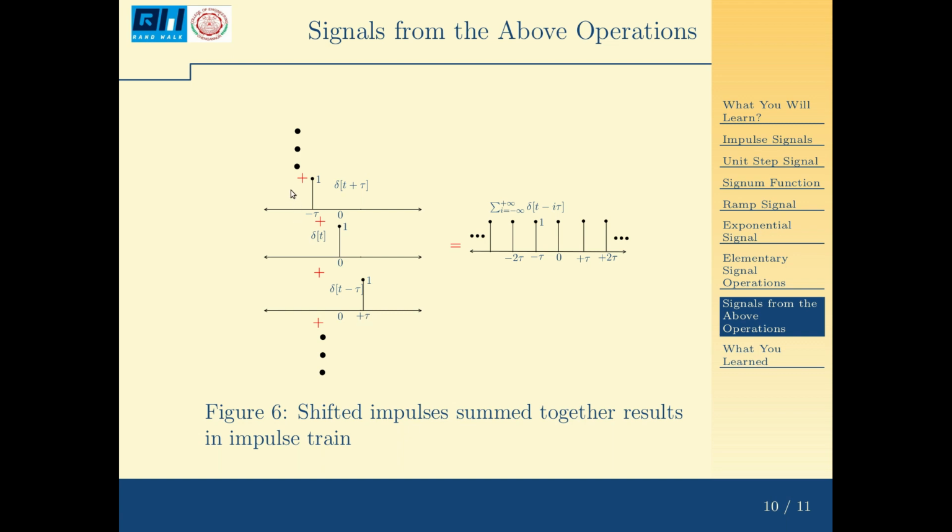Then you can have delta(t plus 2τ), then I can have delta(t minus 2τ), etc. And if you add them up together, you have the signal sigma delta(t minus iτ), i from minus infinity to plus infinity. It is a train of impulses like this. This is immensely useful in sampling, etc. We will come to that. These impulses occur at 0, plus τ, minus τ, plus 2τ, minus 2τ, etc. So this spans from minus infinity to plus infinity. This is how I generate an impulse train by adding time shifted impulses.